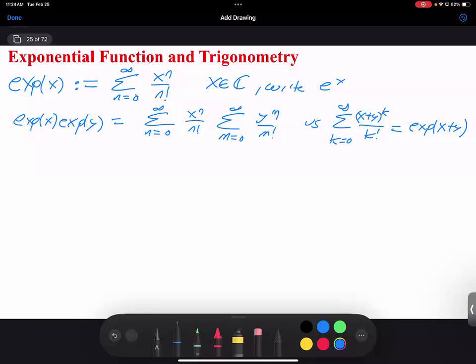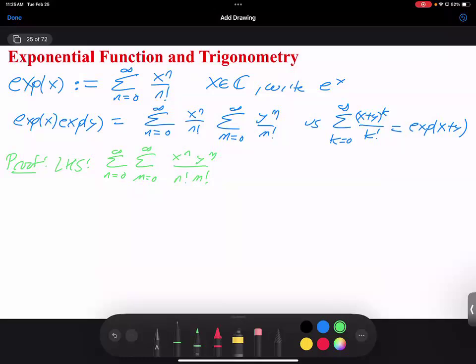So let's think about what's going on. So the question is always, when can things be justified? So the left-hand side, it's the same as the sum n goes from 0 to infinity, the sum m goes from 0 to infinity, x to the n, y to the m, over n factorial m factorial. So much of mathematics is about pattern recognition. When you see n factorial, m factorial, does that remind you of anything?